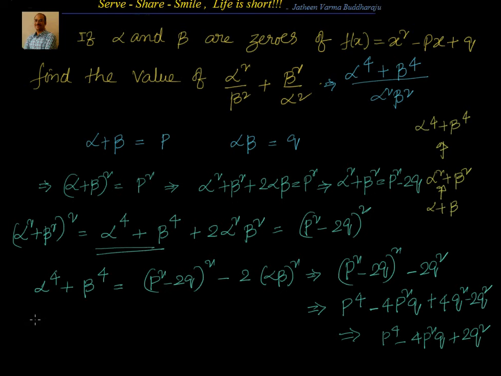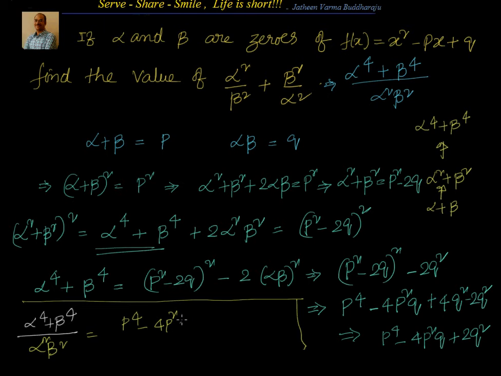What we want is alpha to the power of 4 plus beta to the power of 4 divided by alpha square beta square, that's equal to nothing but p power 4 minus 4p square q plus 2q square divided by alpha square beta square, which is q square, because we know alpha beta is q. This is nothing but equal to p power 4 by q square minus 4p square by q plus 2.